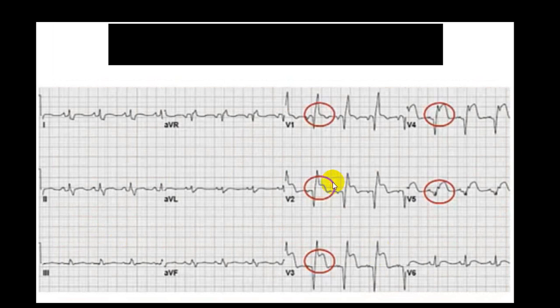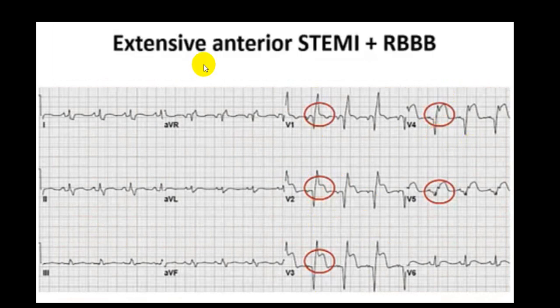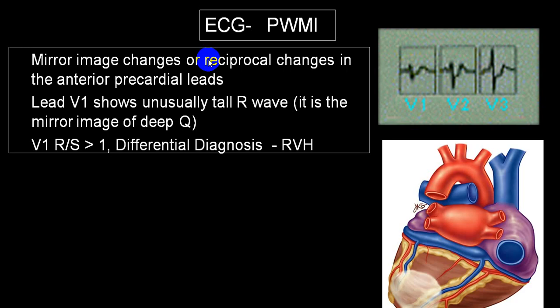Here you can see again V1, V2, V3, V4, almost V5. Extensive anterior wall. Now we go to another group we call true posterior wall MI.